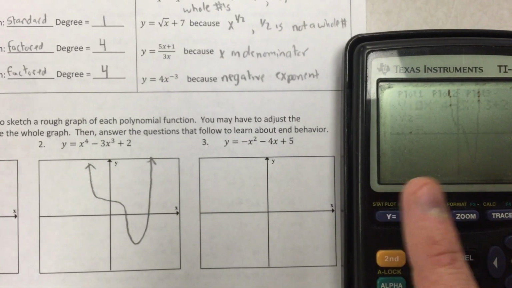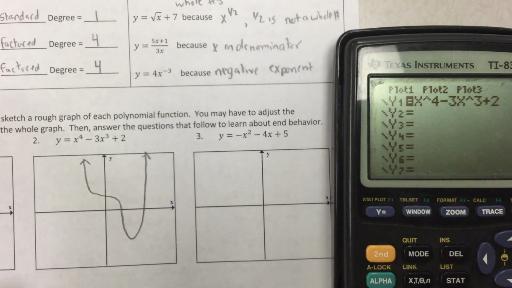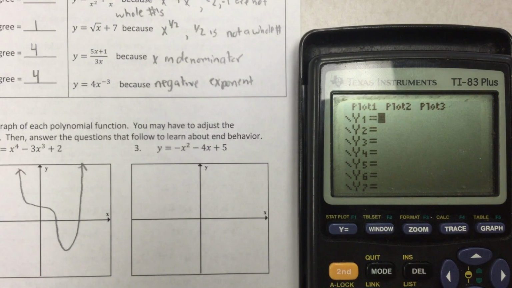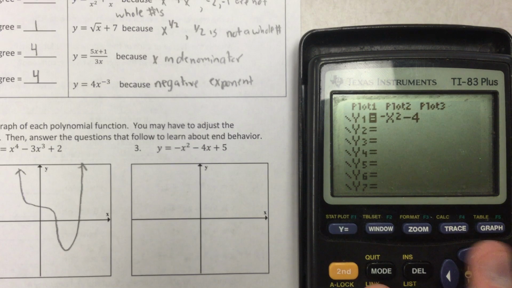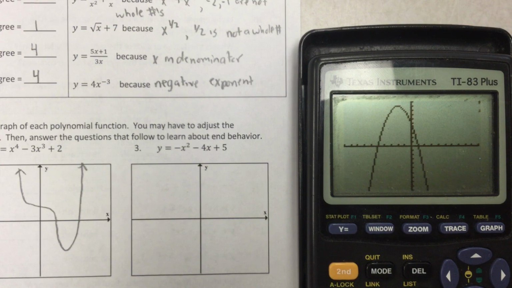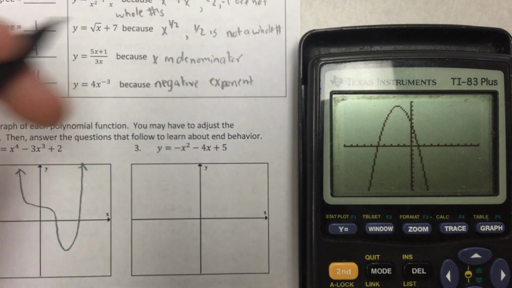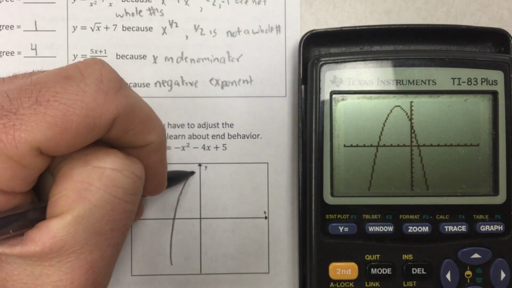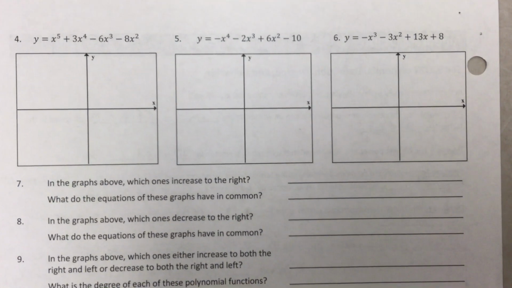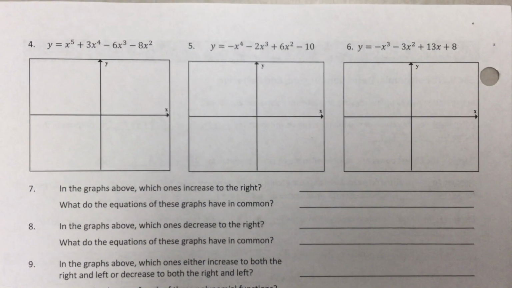And then for number 3, all right, it looks just like a parabola, so it would look something like this. All right, so I want you to try and do sketches for 4, 5, and 6 now on your own. See what you get.